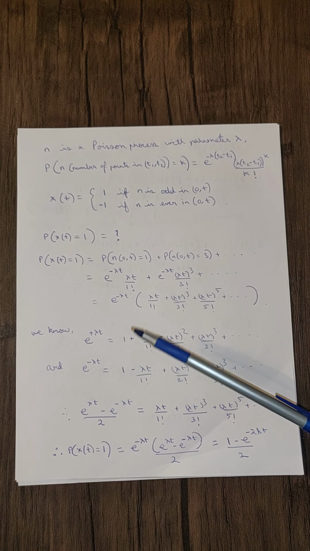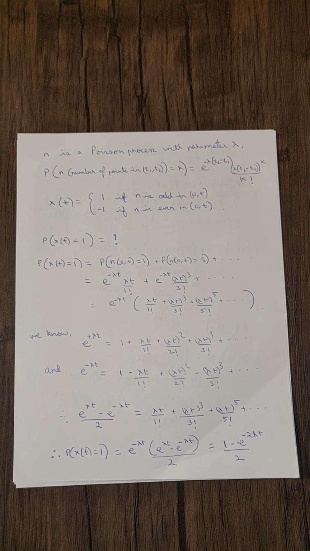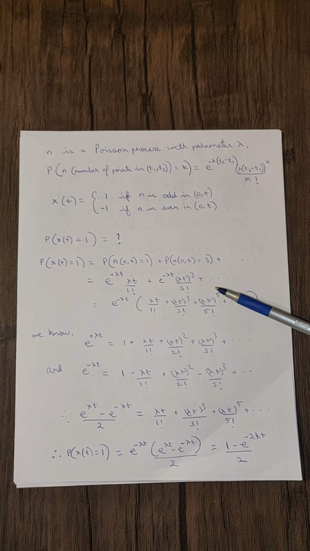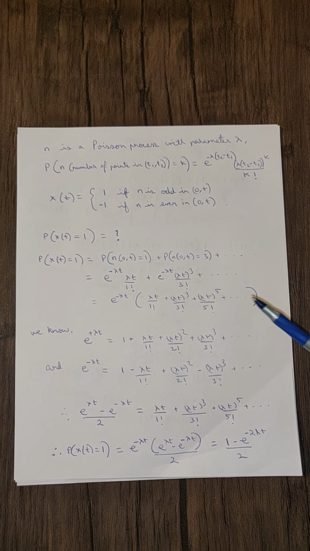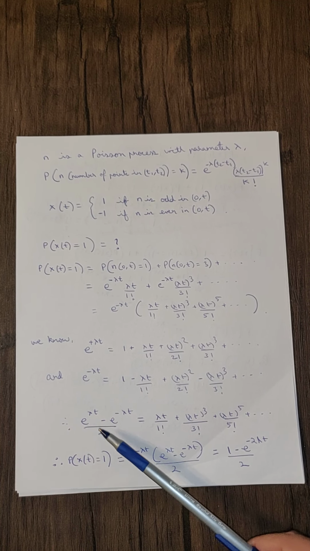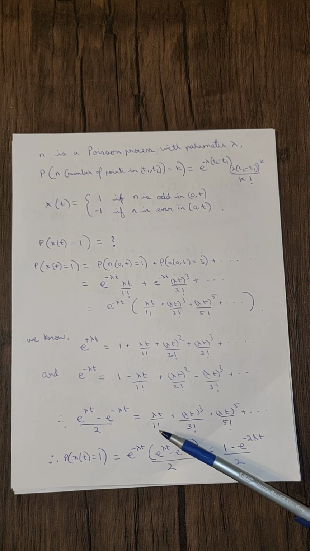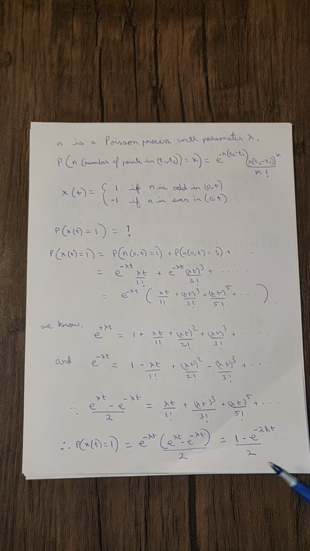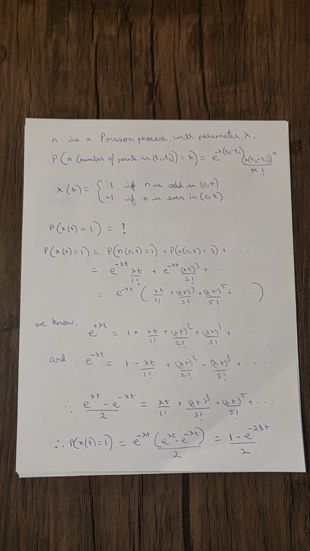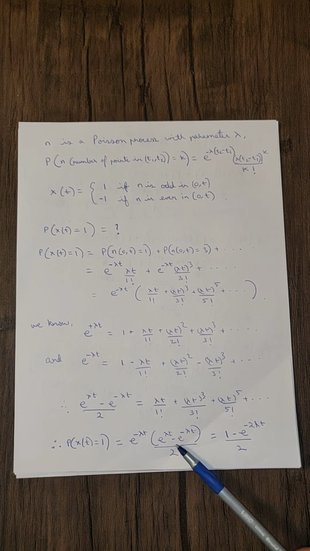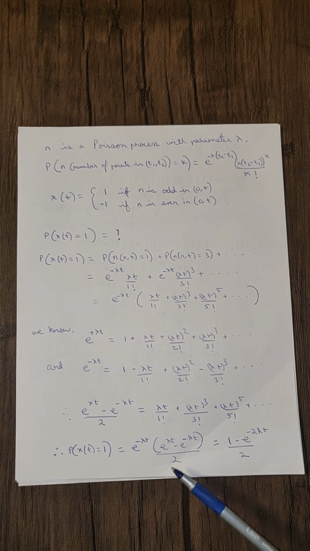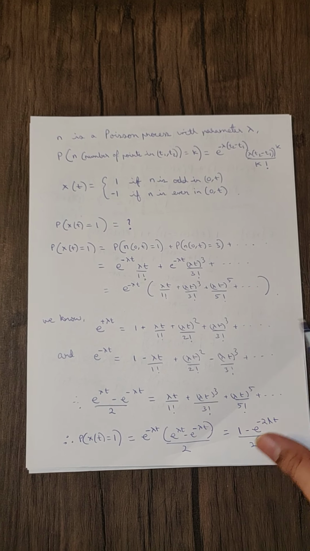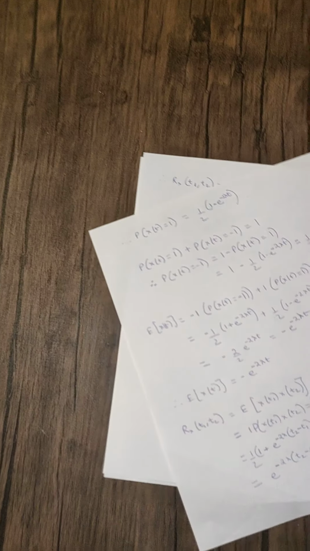If we subtract e^(-lambda t) from e^(lambda t) and divide by 2, we get the required series. Therefore (e^(lambda t) minus e^(-lambda t))/2 equals the required series, (lambda t)/1! plus (lambda t)^3/3! plus so on. Substituting this in place of the series, we get e^(-lambda t) times (e^(lambda t) minus e^(-lambda t))/2. Multiplying it, we get (1 minus e^(-2 lambda t))/2. So this is the probability that X(t) equal to 1.